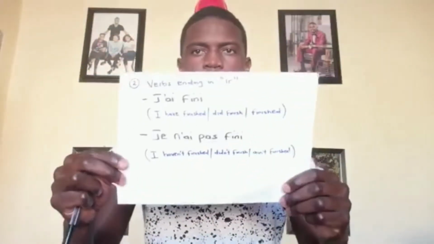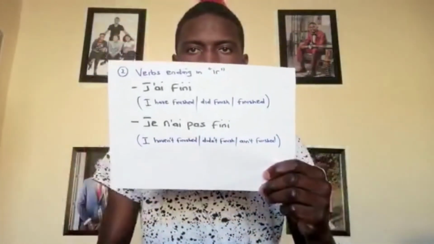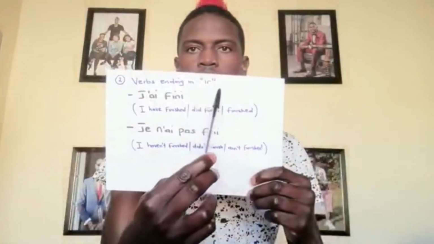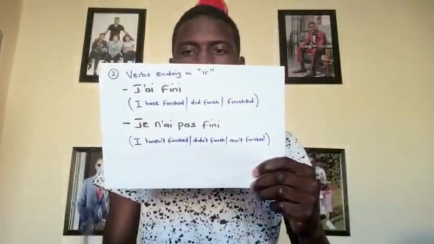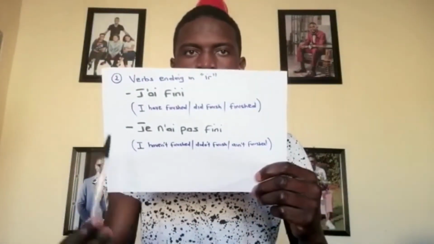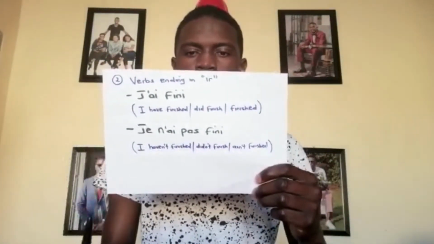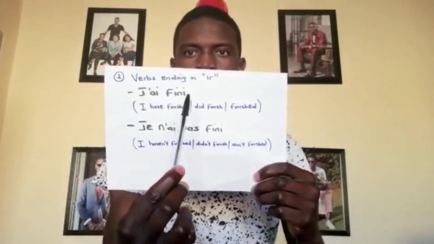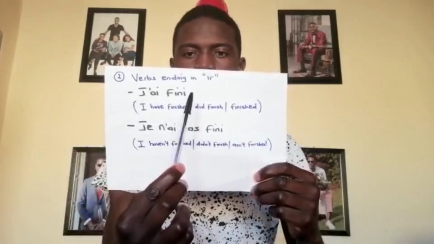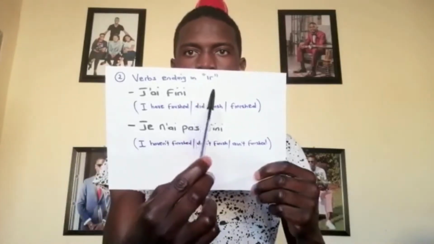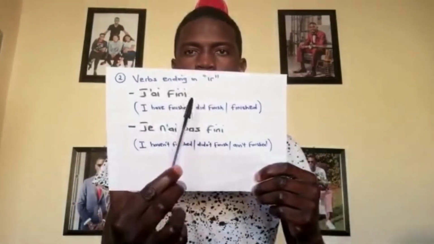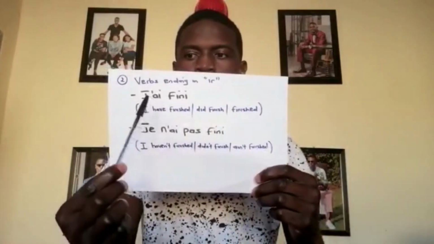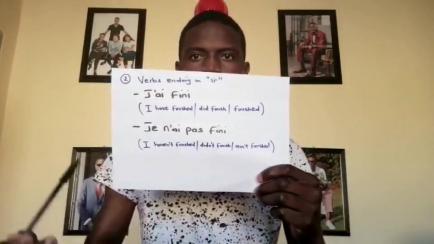Let's look at another example. Example number 2. Verbs ending in IR. For these verbs, all you have to do for the past participle is omit IR and insert an I at the end, for it to become a past participle. But of course, remember to conjugate avoir in its present form.